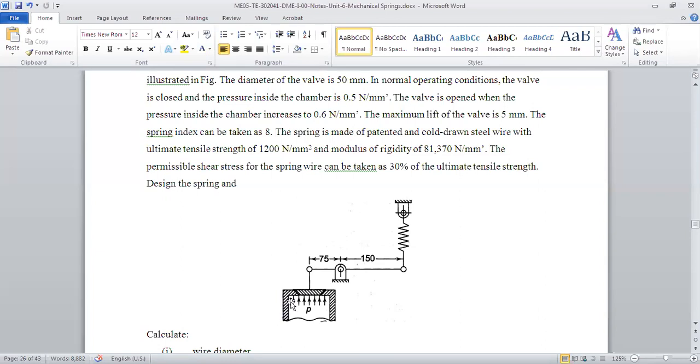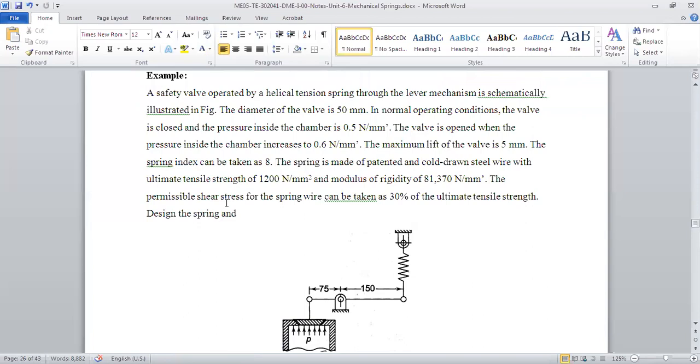So similarly, we have a safety valve which is operated by a spring. Means the spring is putting a force on it, keeping it closed. But if the pressure goes beyond a certain limit, the spring will act, and it will open the valve and the pressure will be released. Okay, this is how the safety valve will work.